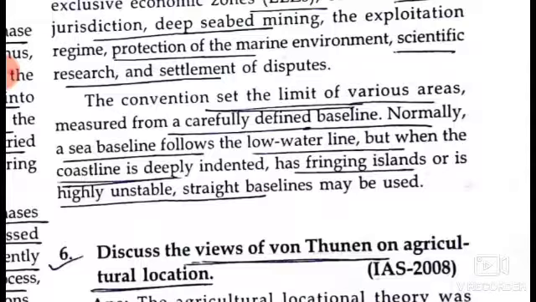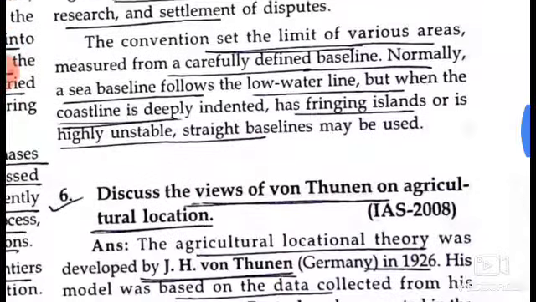The convention set the limit of various areas measured from carefully defined baselines, and normally a sea baseline follows the low water line, but when the coastline is deeply indented, has fringing islands, or is highly unstable, straight baselines may be used.